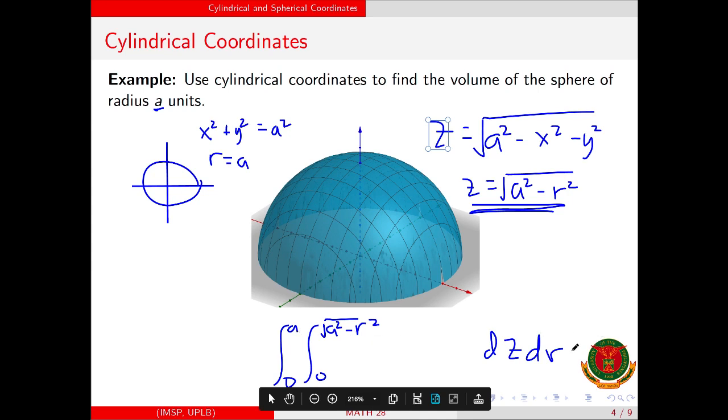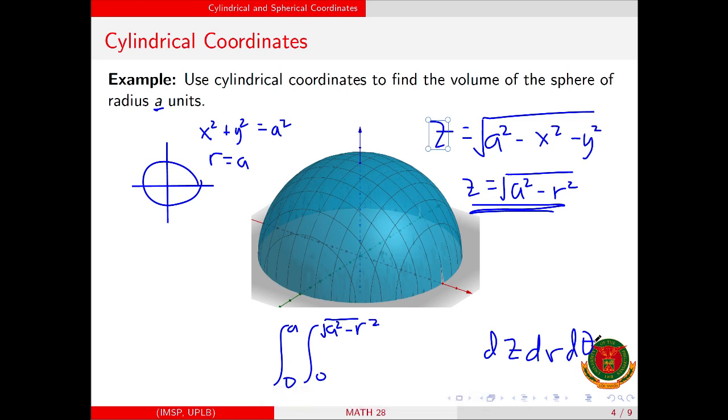The outermost integral is governed by the variable theta. That is the angle formed in the two-dimensional system. So since we have a circle, we only consider one revolution of this circle. So theta will be bounded from 0 up to 2 pi.